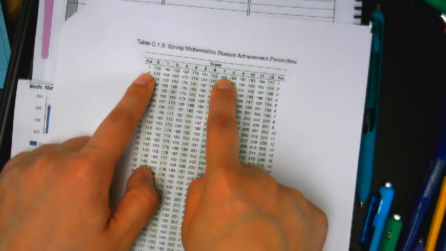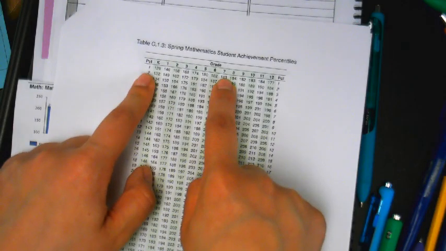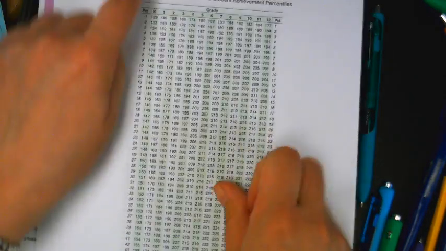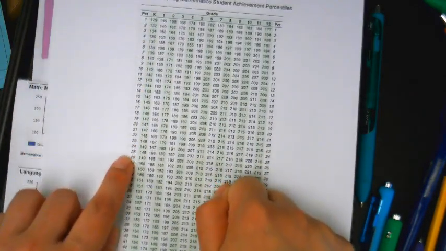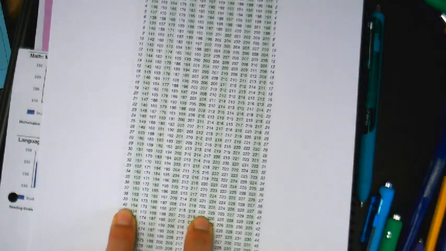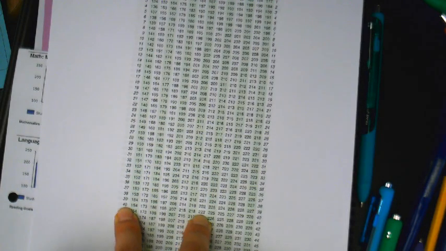So if I want to be a 40%, I go to 40% here, and then I move over to 7th grade. What score do I need to get to be at a 40%? 222. That would be a 40%. That's still below 50%. It's not great, but some of you, that's where you are, and that's okay. You're going to hopefully increase each year.